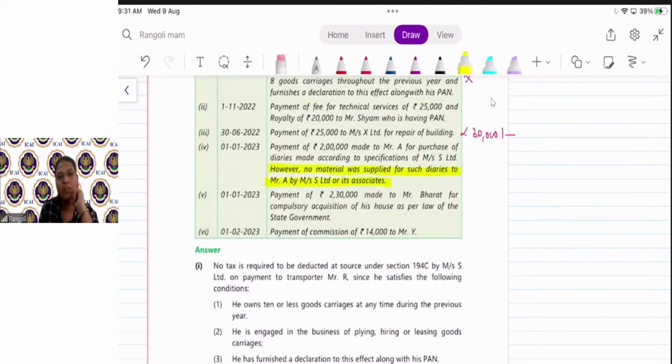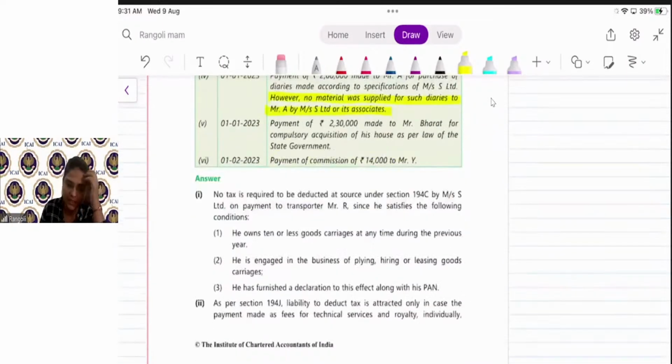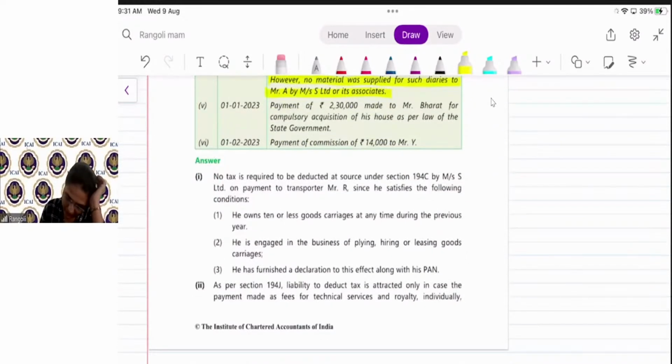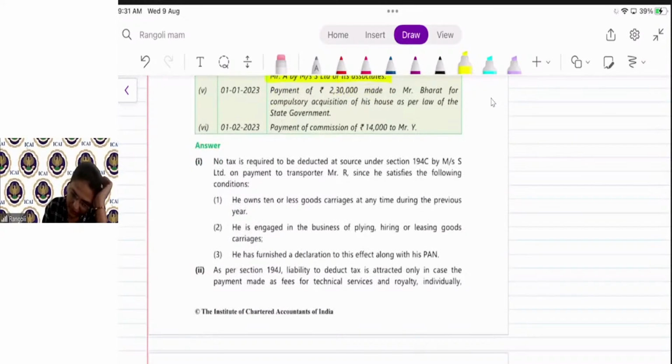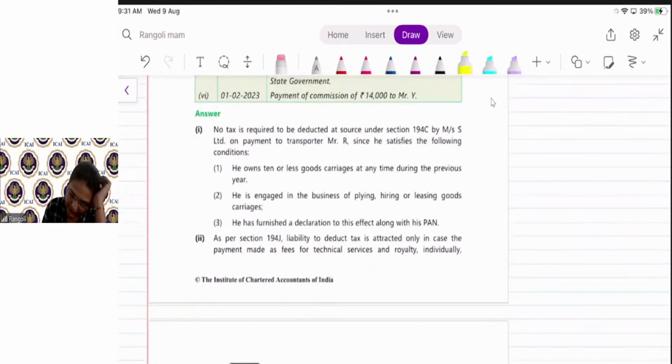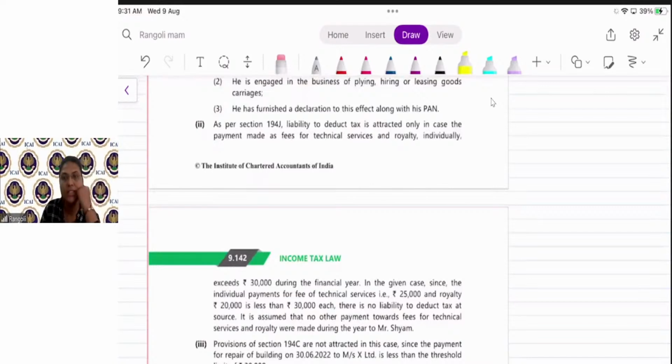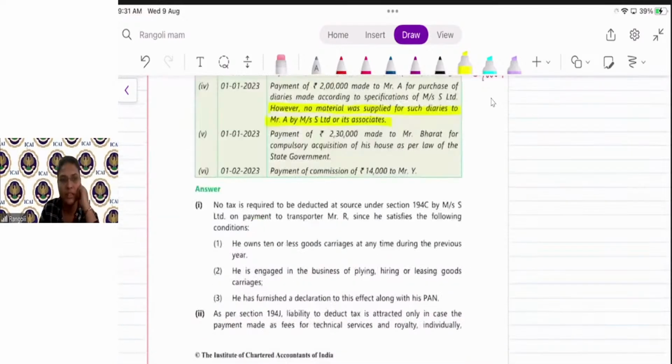Next, payment of 2,30,000 made to Mr. Bharat for compulsory acquisition of his house as per the law of the state government. Chalo, whether TDS is applicable or not. Here also TDS is not applicable because as per section 194LA, compulsory acquisition of property, the threshold is 2,50,000. Here it is less than the threshold limit. Therefore, TDS is not applicable, right?